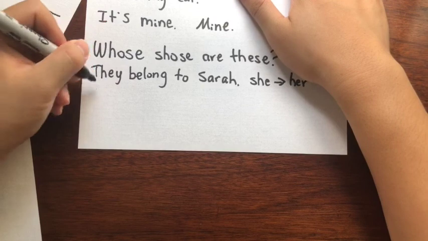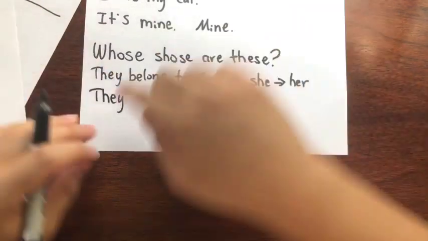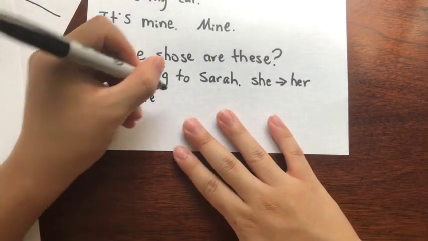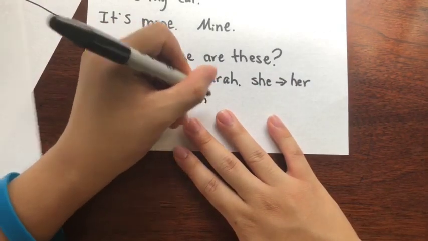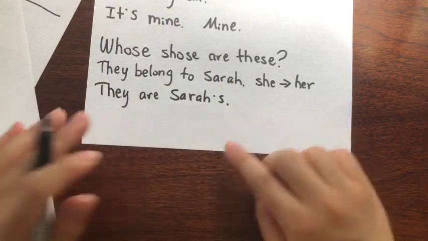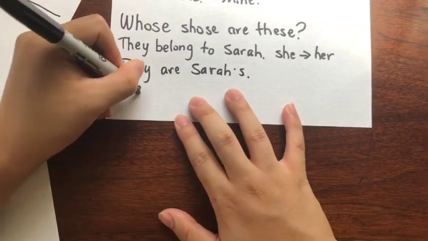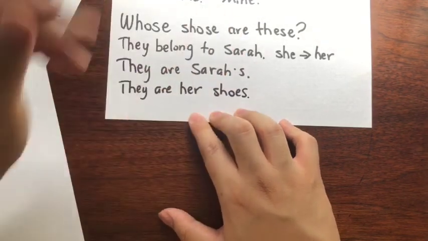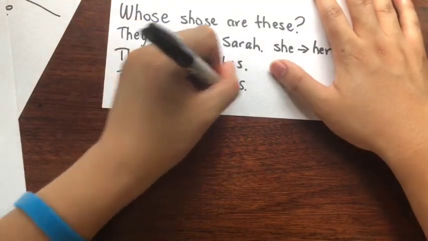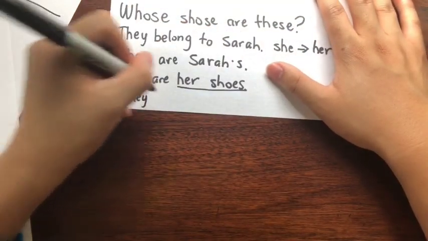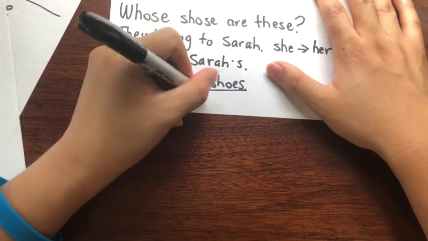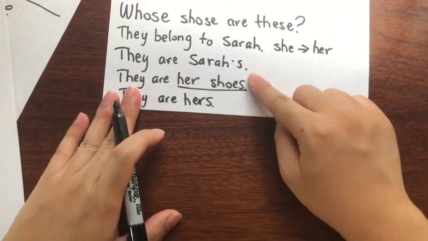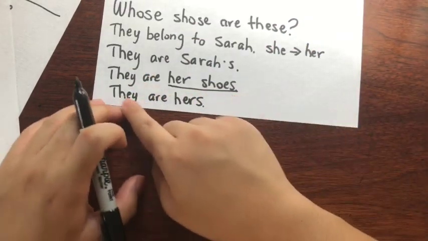So we can say they, meaning these shoes, they are Sarah's. Apostrophe S. They are Sarah's. They are her shoes. Or we can change her shoes to they are hers. So whose shoes are these? They are Sarah's. They are her shoes. They are hers.